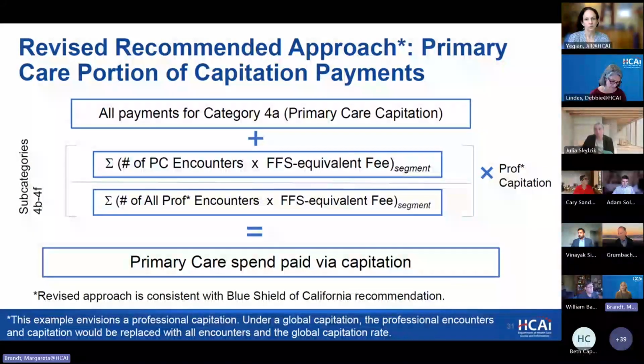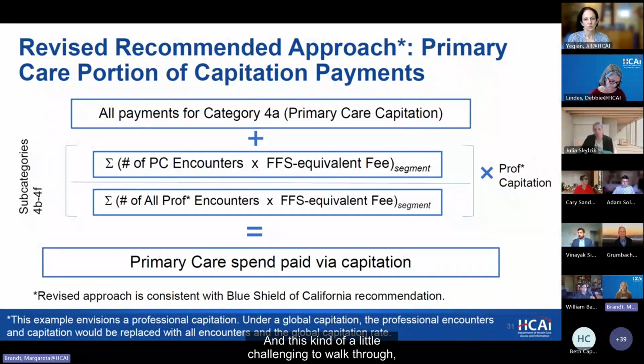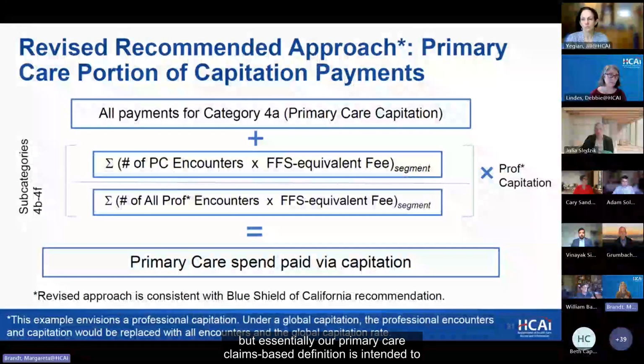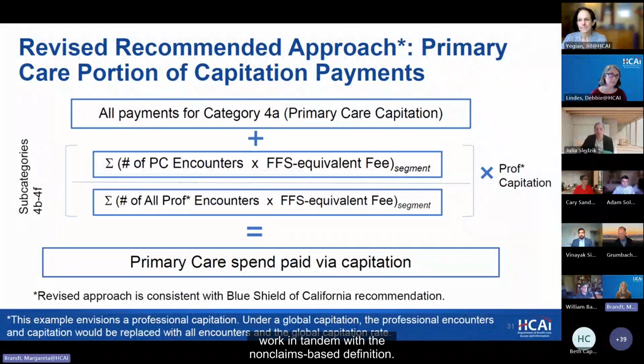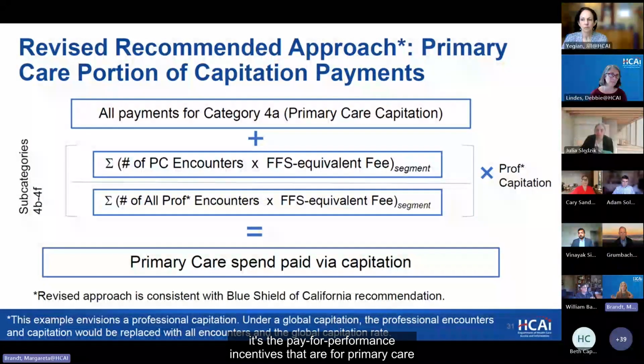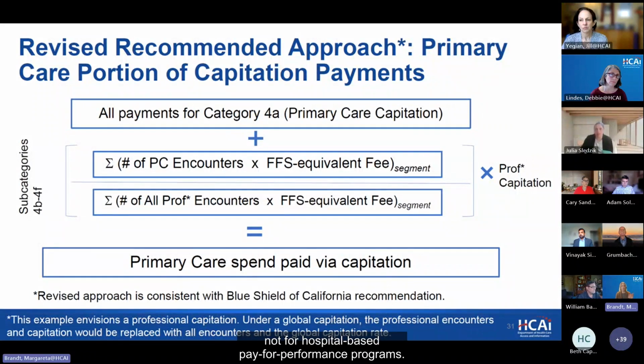Yeah, and maybe this is a little challenging to walk through, but essentially, our primary care claims-based definition is intended to work in tandem with the non-claims-based definition. So for pay for performance programs, it's the incentives for primary care providers, not hospital-based pay for performance programs. And same with care coordination fees, it's intended to be narrowed to those paid to primary care providers or primary care practices, not the broader set.